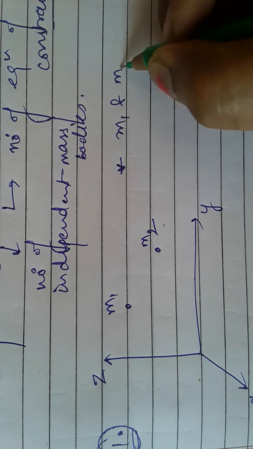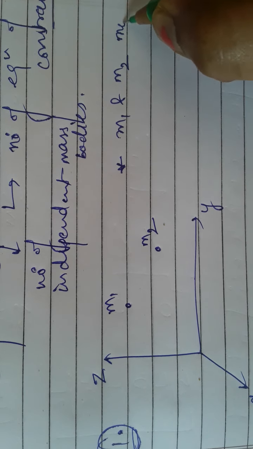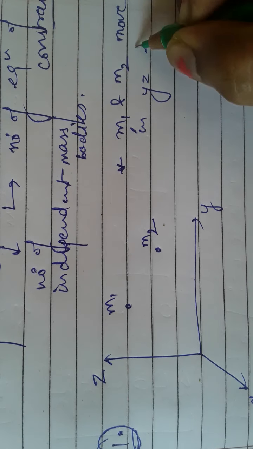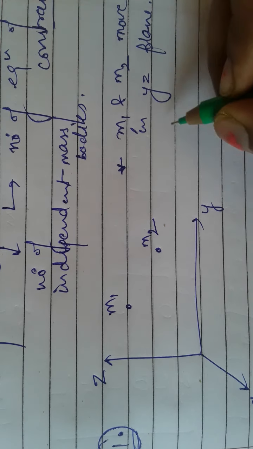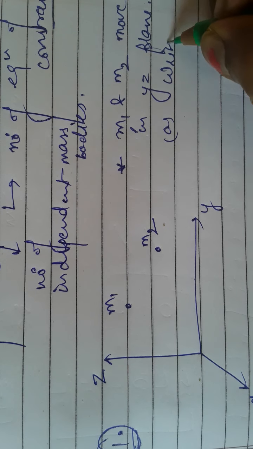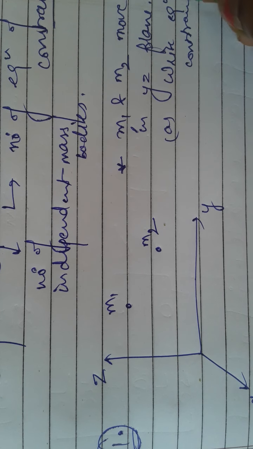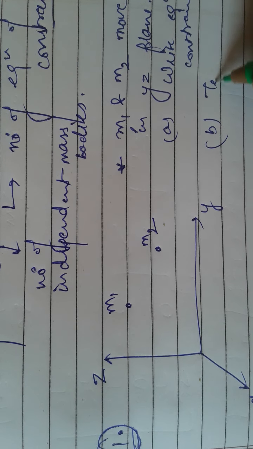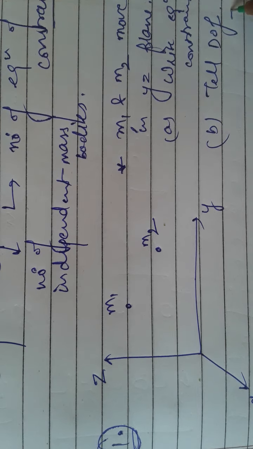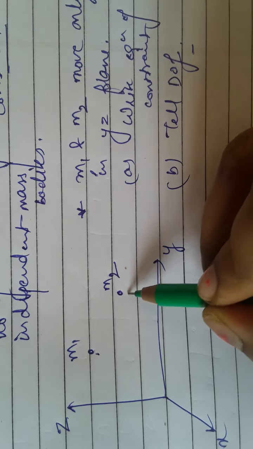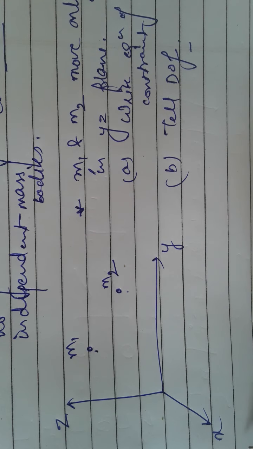m1 and m2 move only in the yz plane. Then write the equation of constraint and tell the degree of freedom. This is your question. This m1 mass, m2 mass. So always these are your golden points.